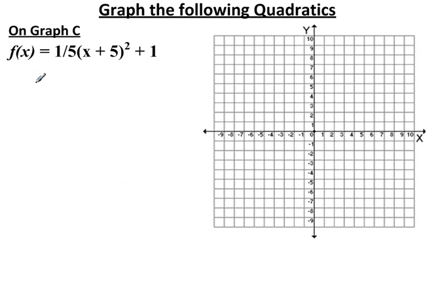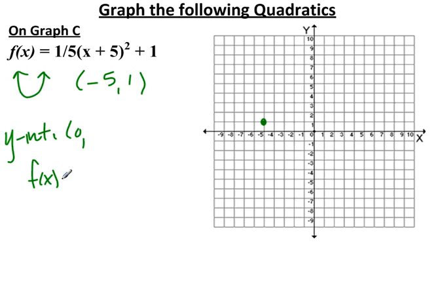Let's look at our third example. This one is going to face up because we have a positive 1/5. My vertex is going to be at negative 5, comma 1. I'm going to go -5, up 1. To find my y-intercept, I'm just going to substitute in a 0 for x. And when I do that, I'm going to do a little bit of algebra, so we're going to get f of x is equal to 1/5 times the quantity 0 plus 5 squared plus 1. 0 plus 5 is 5. 5 squared is 25. 1/5 of 25 is 5. So I'm going to get 5 plus 1, which is 6. So if I go to 0, 6, that's the y-intercept, which means my symmetric point would be -10, 6.